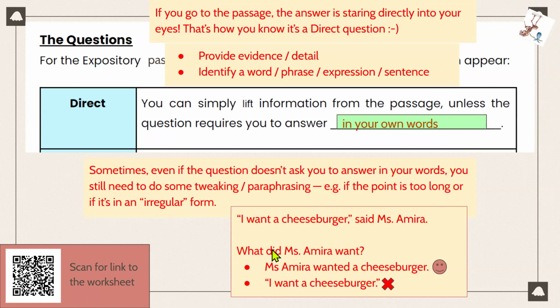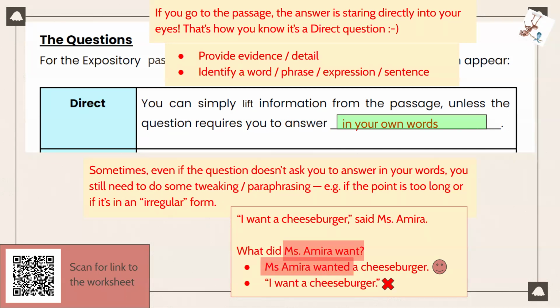Okay, so in this case, it doesn't answer this particular question. This answer is actually wrong. Make sure that when you're answering a direct question, you're always answering the question directly. Reuse the keywords in the question to help you out. Over here, what did Miss Amira want? Notice I'm reusing: Miss Amira wanted a cheeseburger.